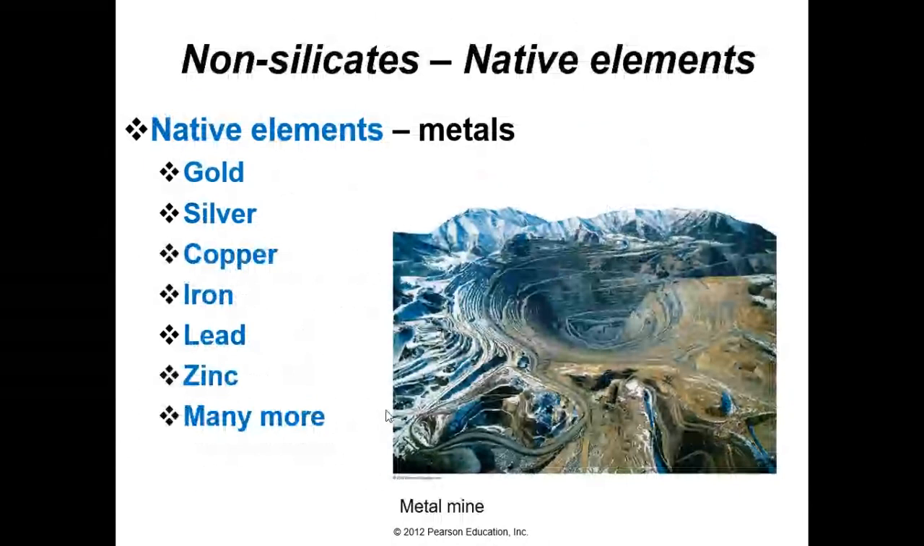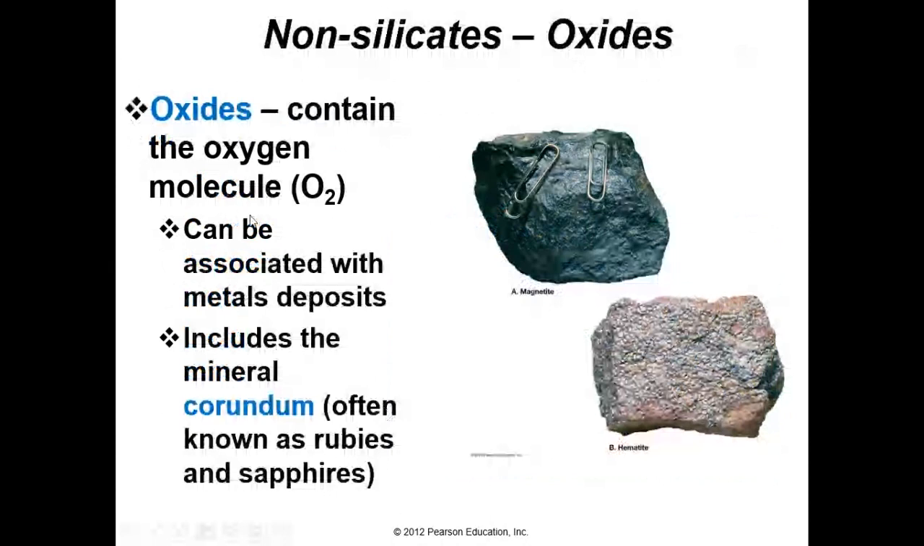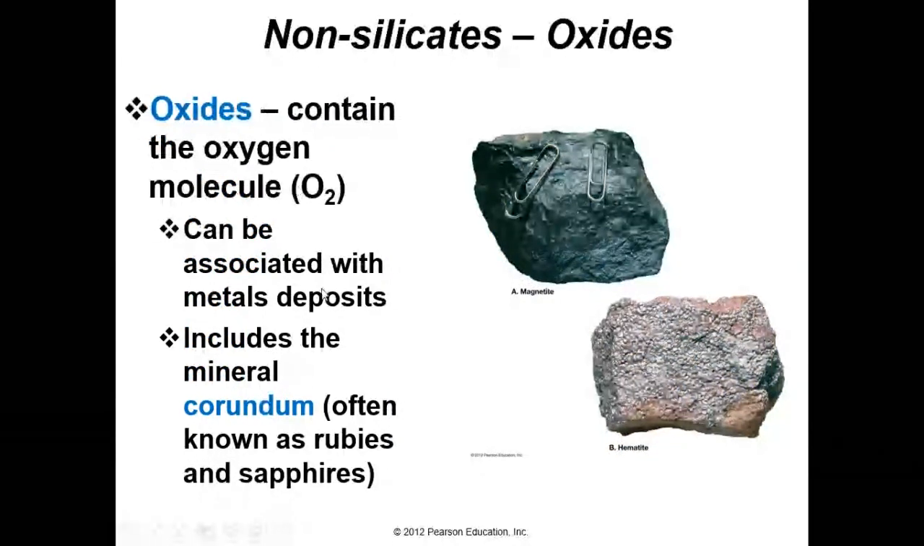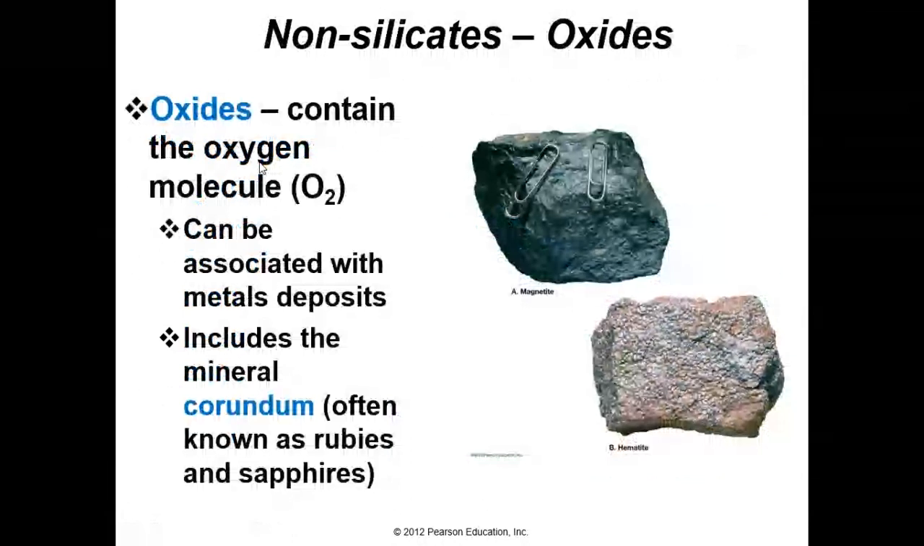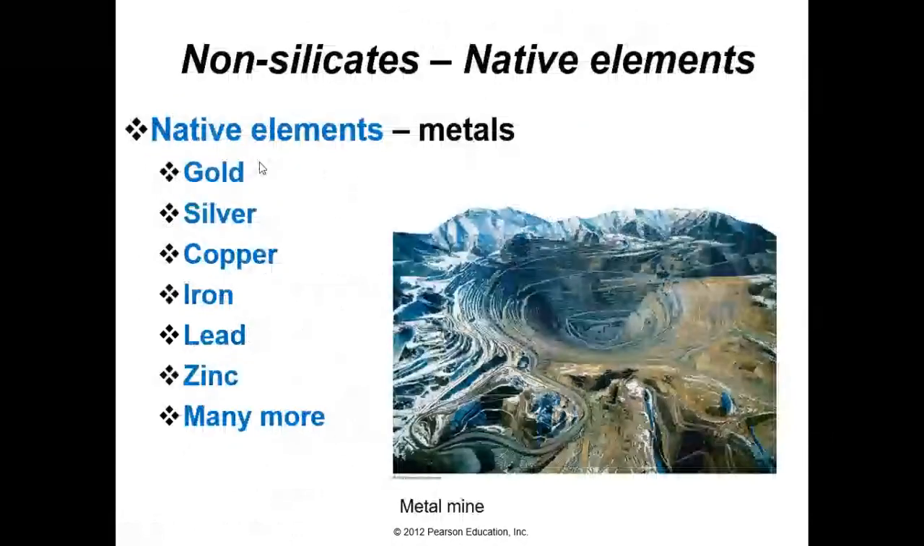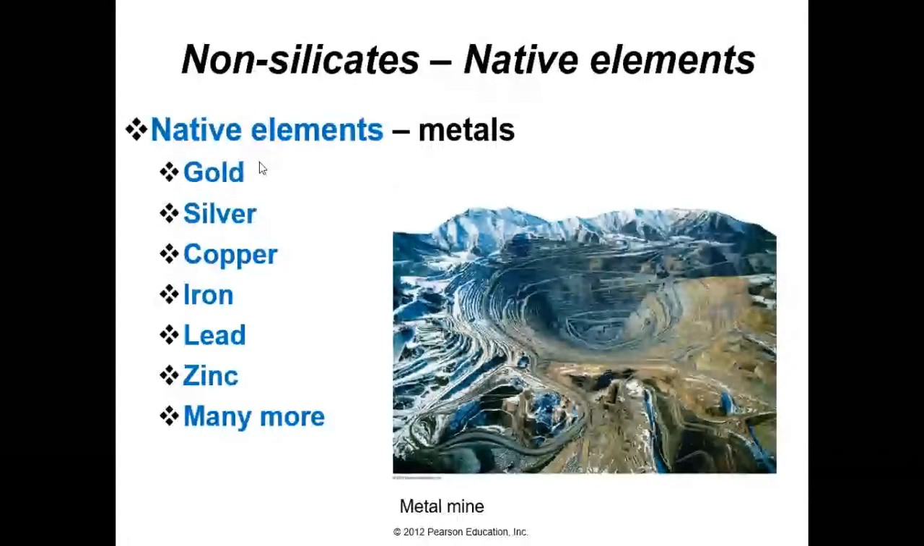Okay, then there's native elements. These are just all the metals that we see around the world. I will point out that, as I said, some metal deposits are associated with oxides. Okay. The difference between an oxide and a native element is that with oxides, the concentration of metals is going to be a lot lower because there's a higher concentration of O2. Whereas with native elements, these are typically just straight metals. There's nothing else found within those minerals. No O2, just the metals themselves.